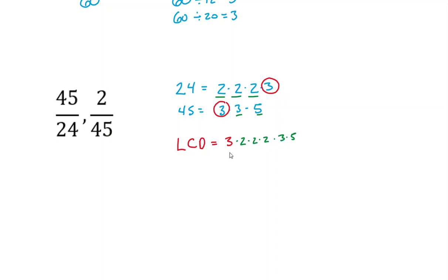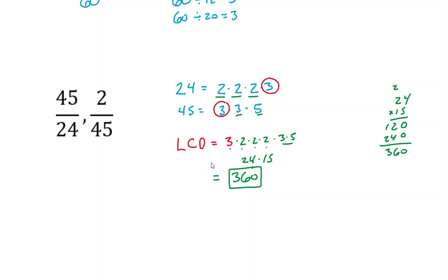Now, that's a lot of numbers to multiply together. We can think about how we're going to do that. Maybe I'll do 3 times 2 is 6, times 2 is 12, times 2 is 24, and 3 times 5 is 15. And then I'll have to do some long division here, 24 times 15. So my LCD is 360. Turned out my LCD is really big.